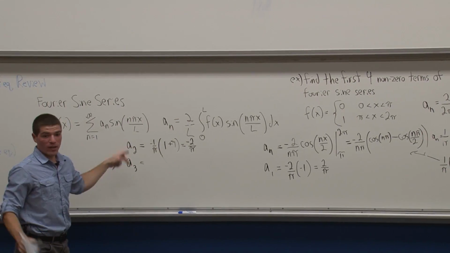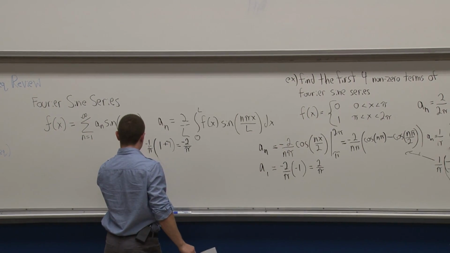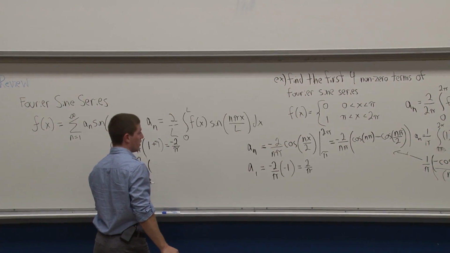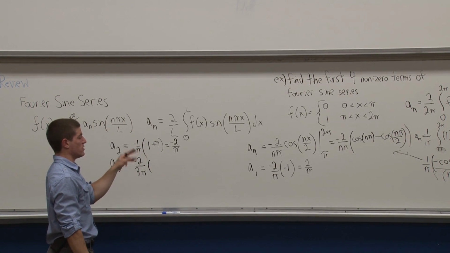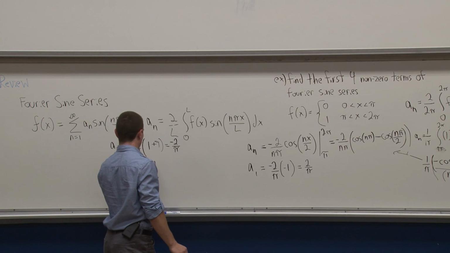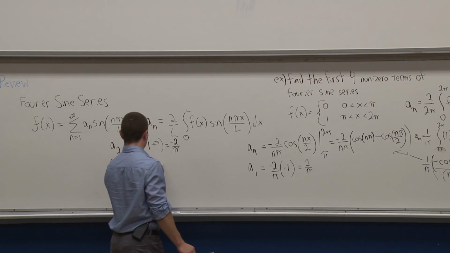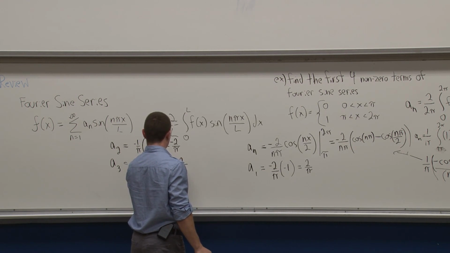OK, so bear with me. So A3, we plug in 3. We get negative 2 over 3 pi times cosine of 3 pi, which is negative 1. And then you have cosine of 3 pi over 2, which is 0, minus 0, equals 2 over 3 pi.